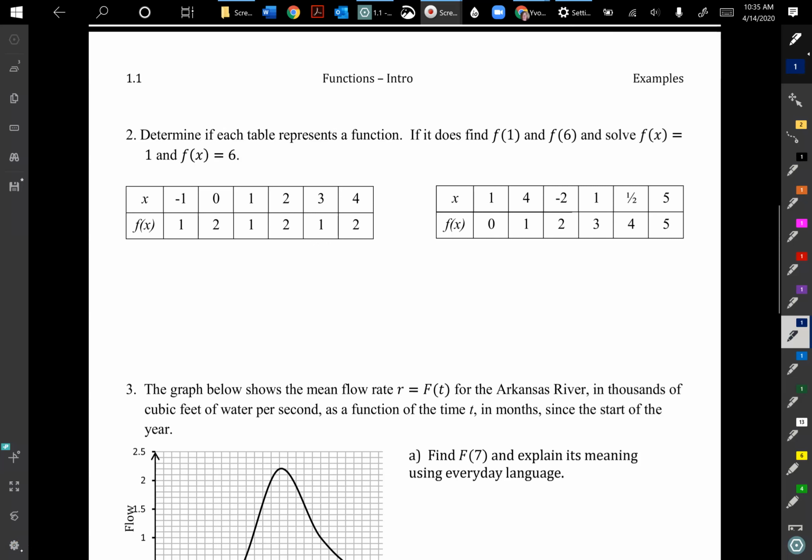Okay, this video is Functions Intro 1.1 Part 2 for pre-calculus. So number 2, determine if each table represents a function.